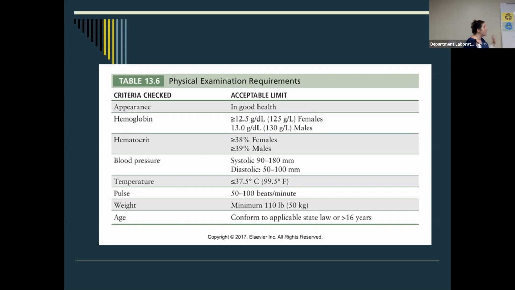Some facilities might do a spun hematocrit, all right, to determine the hematocrit to see if your hematocrit is high enough to donate. One reason for the hematocrit is if you're already on the anemic side for females with a hemoglobin less than 12.5, we don't want to take 525 mils off of you, right? You're already anemic, you need your blood, right? So you need to keep it, all right? So that's to protect the donor, right? And then blood pressure, temperature, pulse, weight, and age.